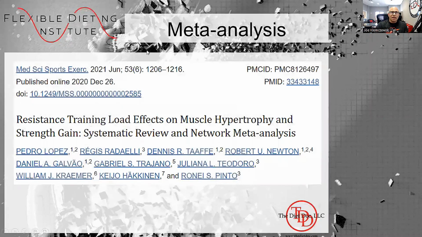So all of that said, if you're jumping in on this one and you have not heard those previous two, I think you would really enjoy those first two as well. But this is a current meta-analysis, 2021, resistance training load effects on muscle hypertrophy and strength, systematic review and network meta-analysis. There were a couple that I was looking at for today, and what made me want to dig into this one first is this name down here, Dr. Bill Kramer, who I have referenced throughout this particular series.